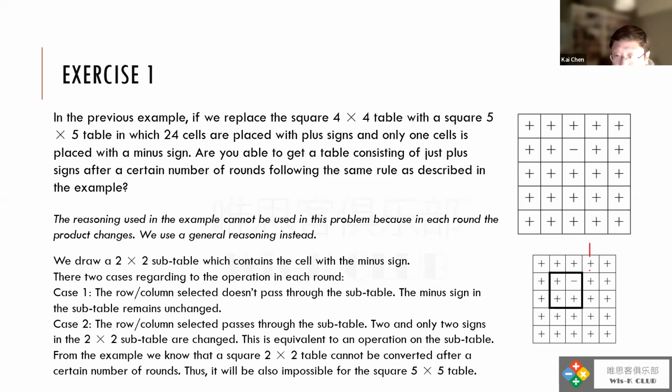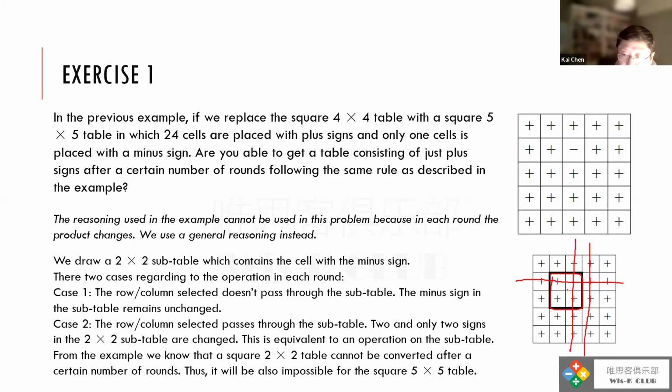If we choose a row or column which has no impact on the 2 by 2, of course, the product of these 4 signs won't be impacted, because some other squares are selected. So there's no impact on the product of the 4 signs. But if a row or column passes through this 2 by 2 table and is changed, of course, it's changed by 2. Or this way, you change it by 2.